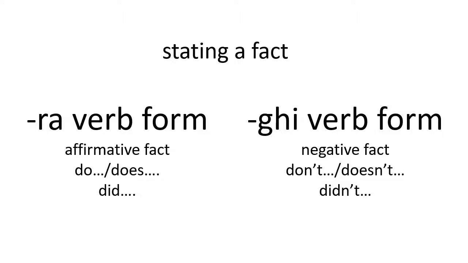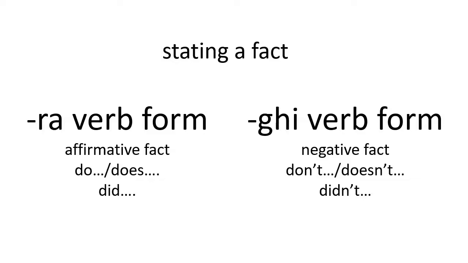The ra verb form and the yi verb form are used to state facts. It's not necessarily present tense or past tense, it's just stating a fact. Ra is for an affirmative fact and yi is for a negative fact. These two verb forms use suffixes attached to the verb stem.